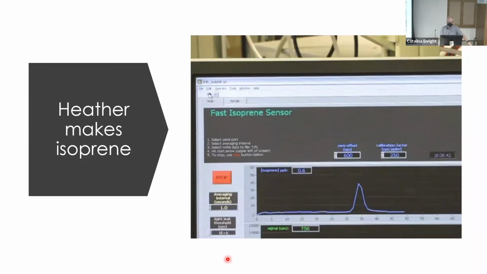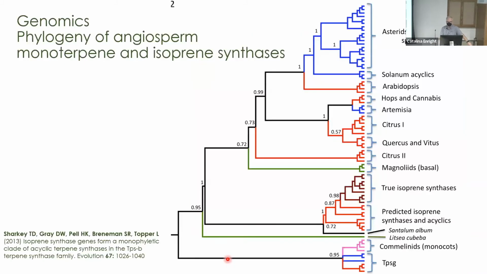So the next thing I want to talk about is the genomics. If we get the gene sequences for a bunch of isoprene synthases, we can start to figure out the evolutionary history. And we have isoprene synthases here, the true isoprene synthases, right next to these that at this time we were calling predicted isoprene synthases.